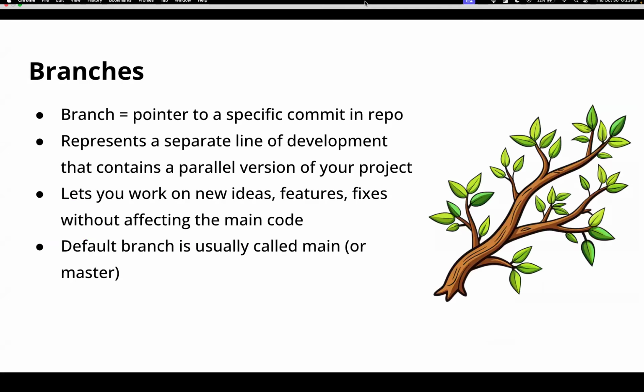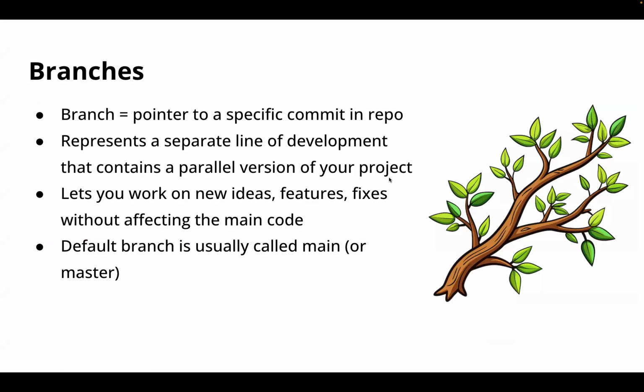Okay, next part, we're going to talk about branches. So what are branches? Well, technically branches are a pointer to a specific commit in a repository, but in case some of you don't know what a pointer is, basically it just represents a separate line of development. And it contains a parallel version of your project. Basically, it's like a separate clone of the project, but you can work on it and it won't change anything in the original project.